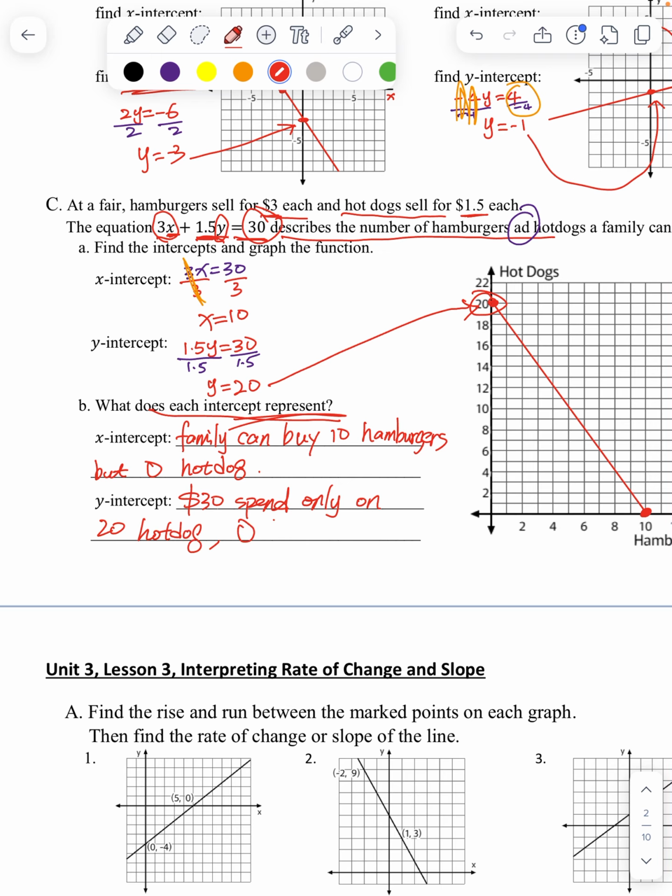0 hamburgers. Or you can say, if we buy 20 hot dogs, there's no money to buy hamburgers, right? Or you can say the family spent $30 on 20 hot dogs. They didn't buy any hamburgers at all. Use your own wording, okay?